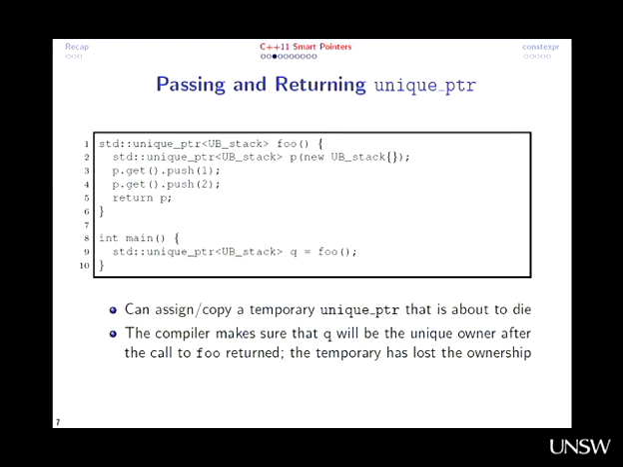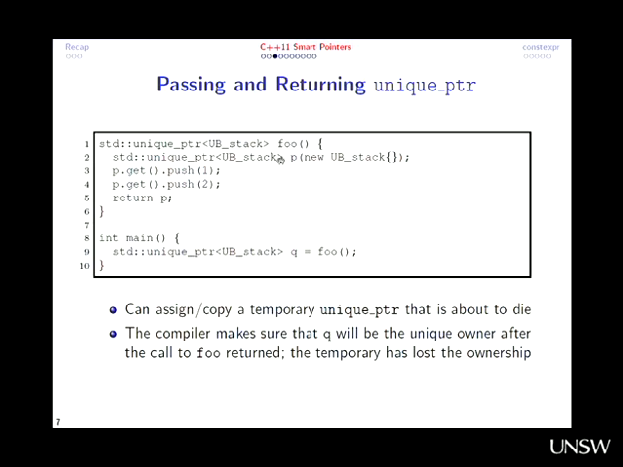Now, there's one extra bit to do with unique pointer, though, which I need to explain. So we just said we can't transfer the ownership. So we can transfer ownership, but we can't copy for ownership. Okay? There's one exception to that rule, which is when you're returning a unique pointer.